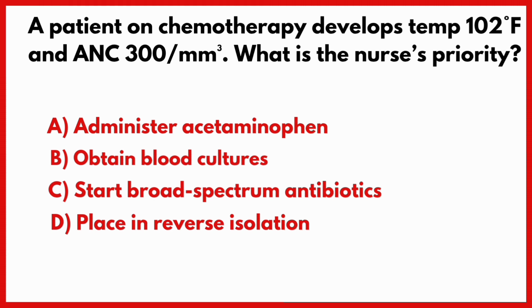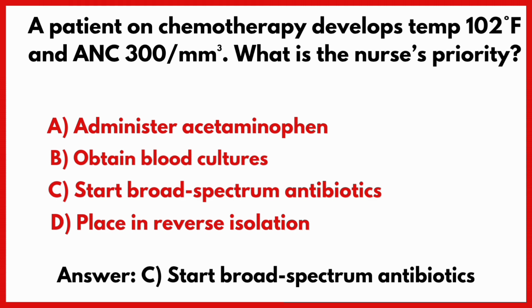A patient on chemotherapy develops temperature 102 and ANC 300. What is the nurse's priority? Correct answer is option C.